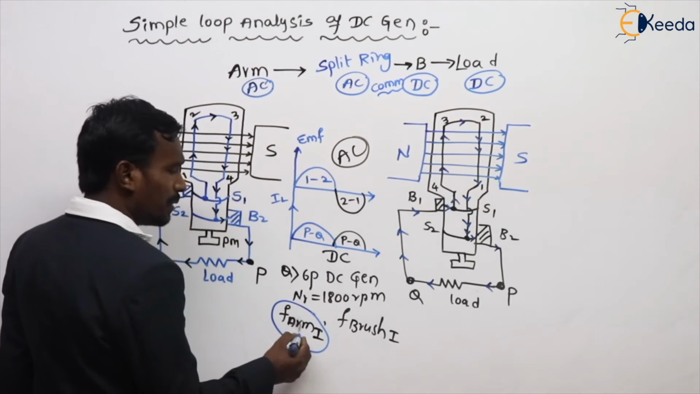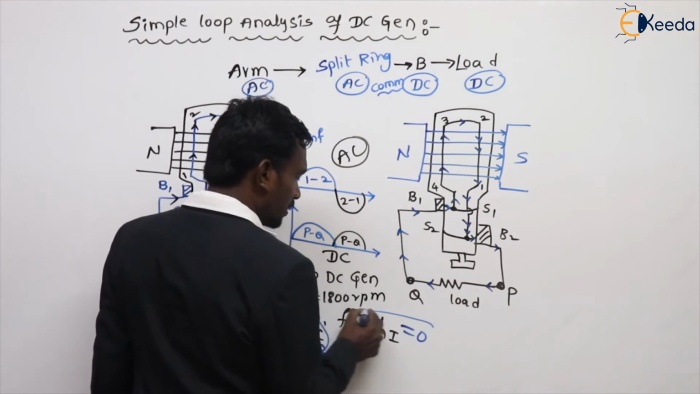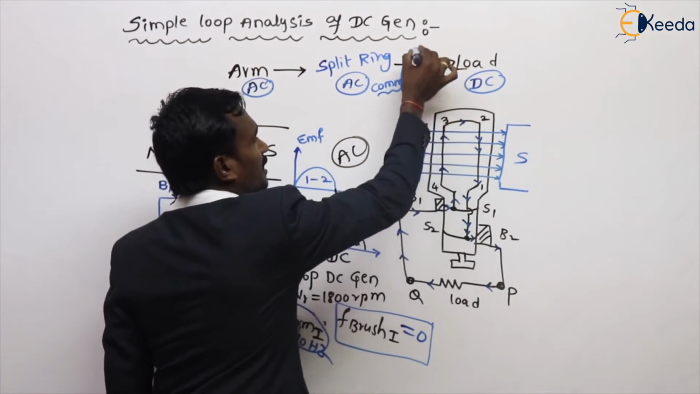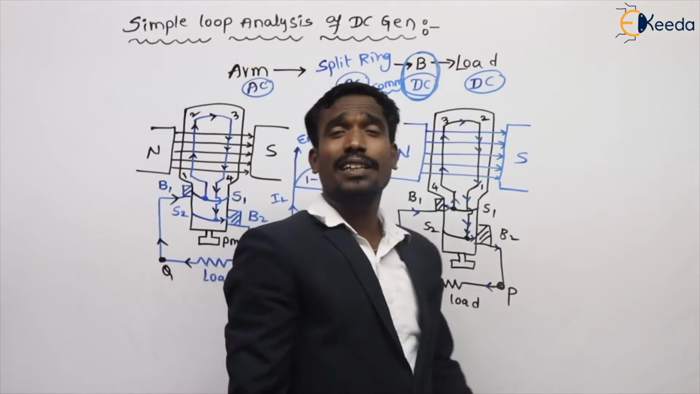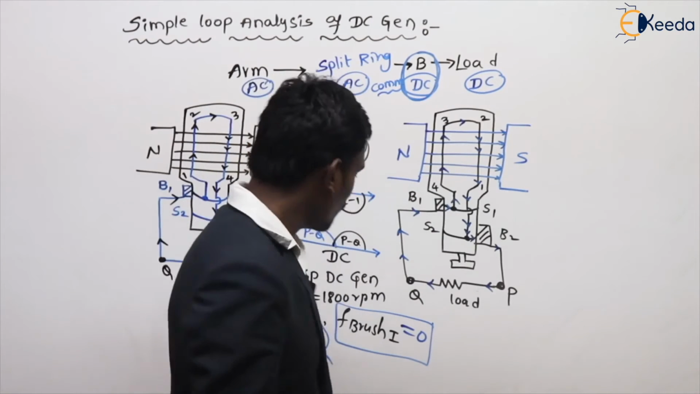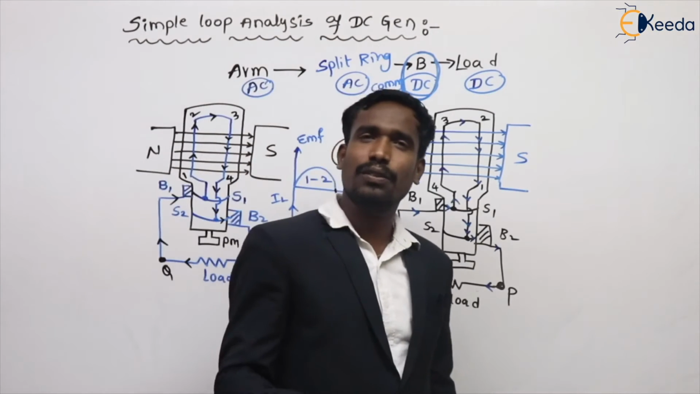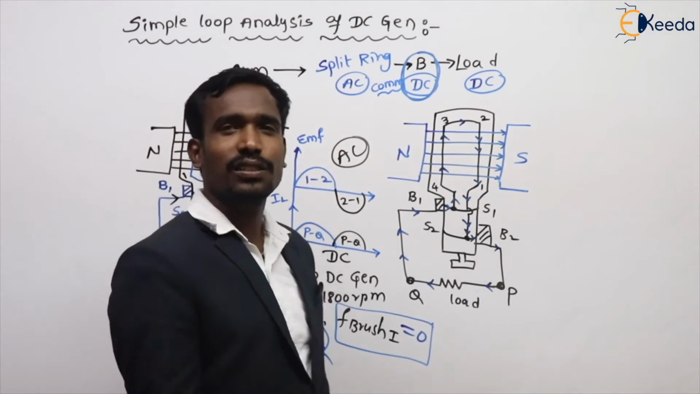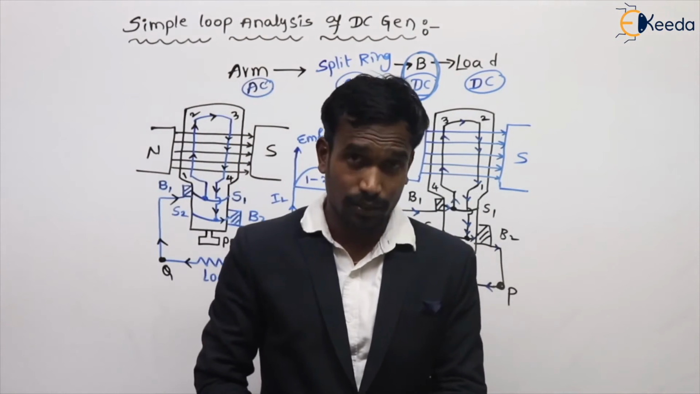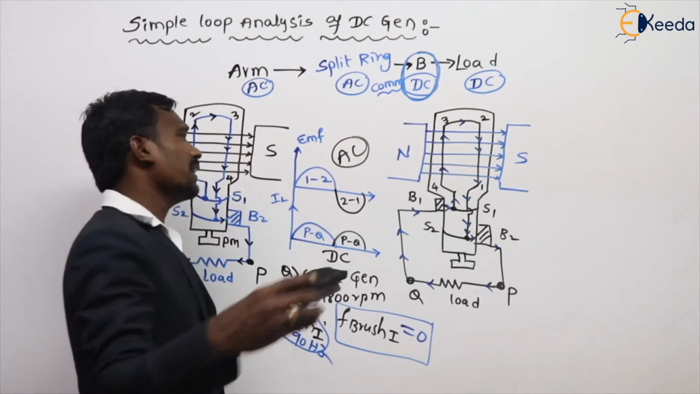The frequency of armature current is 90 hertz. The frequency of brush current is 0 because the brushes carry the DC supply. In DC generators and DC motors, brushes always carry DC power. So the frequency of brush current is 0, and the frequency of armature current is 120 f by P, from which we can calculate the frequency, 90 Hz. This is simply the simple loop analysis of DC generator, which is very important. Based on this, they will ask you some different questions.